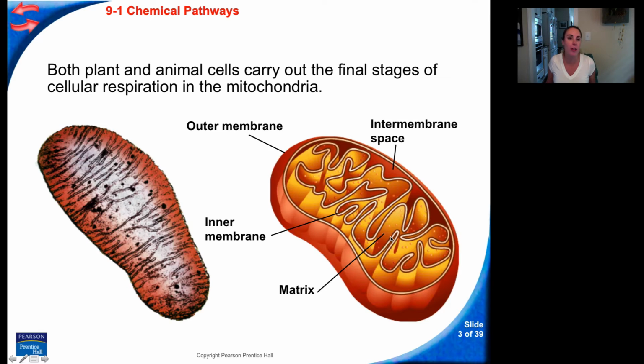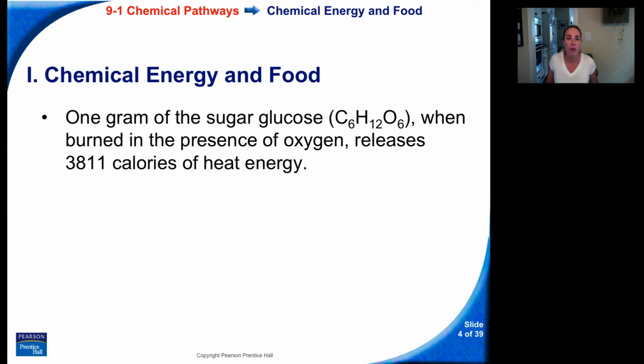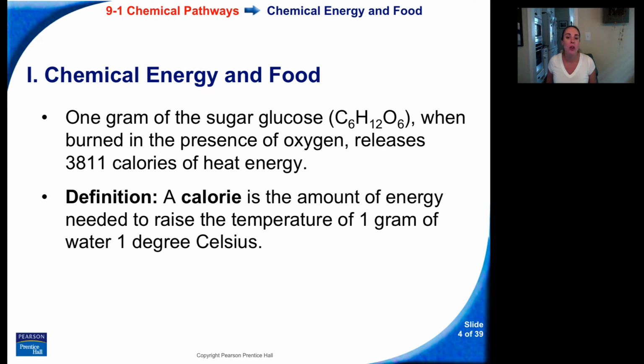So 1 gram of the sugar glucose, C6H12O6, when burned in the presence of oxygen, releases 3,811 calories of heat energy. Just as a review from earlier in the year, a calorie is the amount of energy needed to raise the temperature of 1 gram of water 1 degree Celsius. So remember, heat is a form of energy.